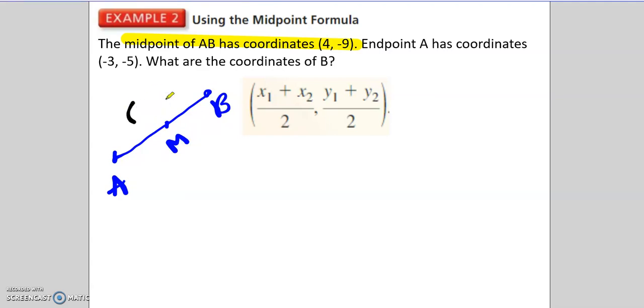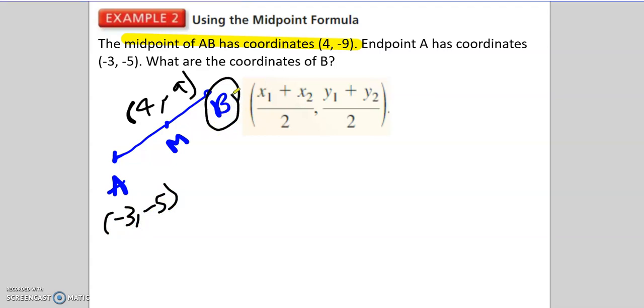Let's go here. 4, -9 is my midpoint. A has coordinates -3, -5. So this gives you a nice visual. But I want to know B. We're going to use that midpoint formula.